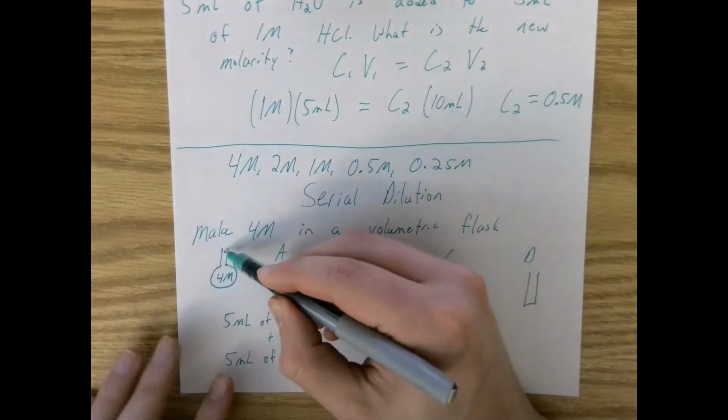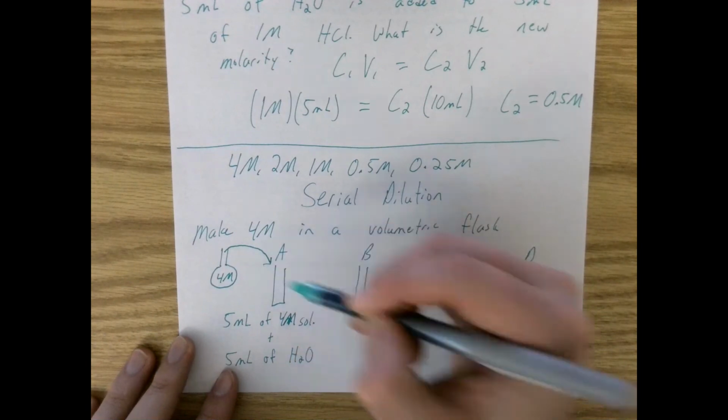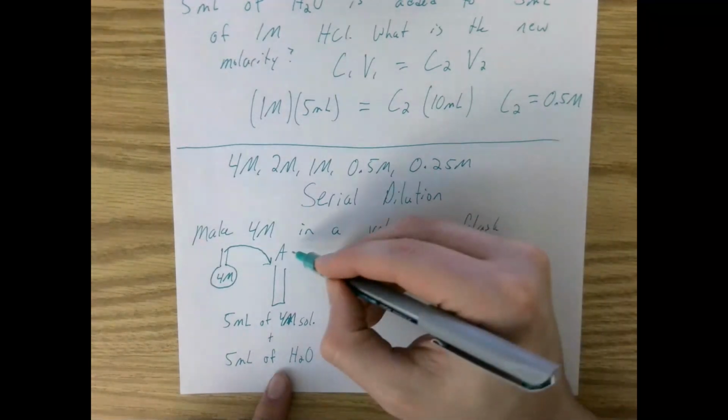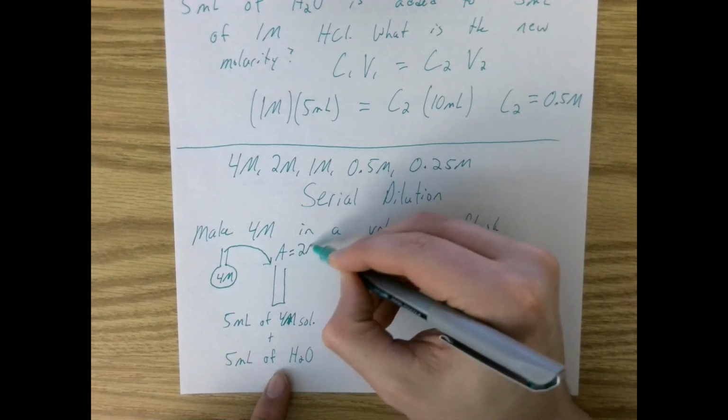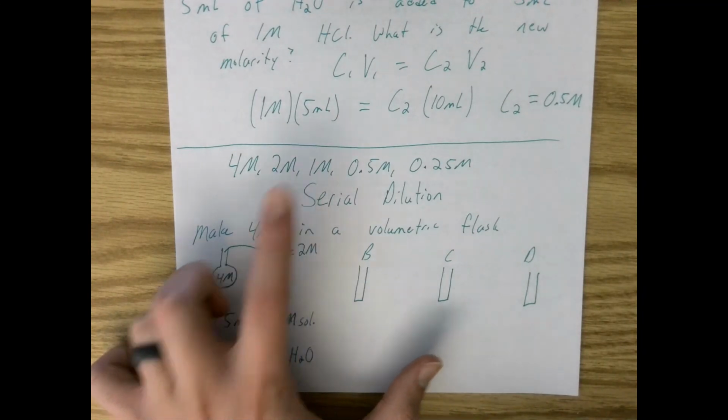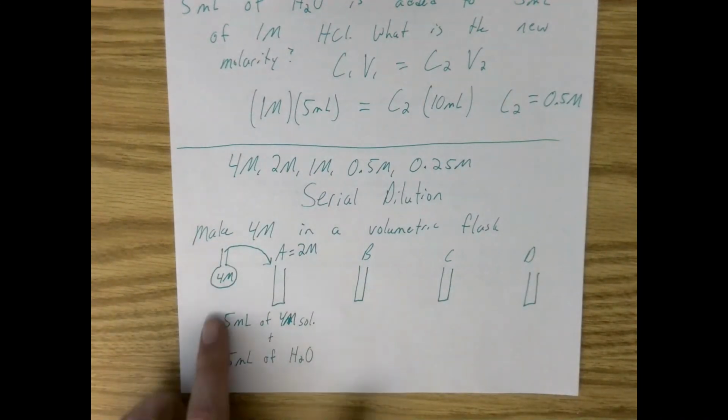Okay, so we're going to take 5 milliliters of that and put it in there. If we take 5 milliliters of the 4 molar solution, put it in the test tube, then take 5 milliliters of water and put it in the test tube, what have I done to that concentration now? I've halved it. So what is the concentration of test tube A? 2 molar. Have I satisfied that requirement now? Yeah. But I only needed 5 milliliters of it. How much did I make? 10. So lucky for us, we're about to use it.